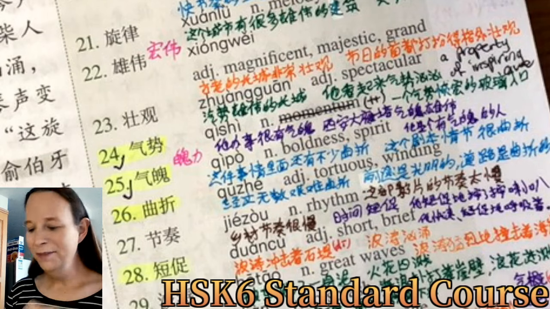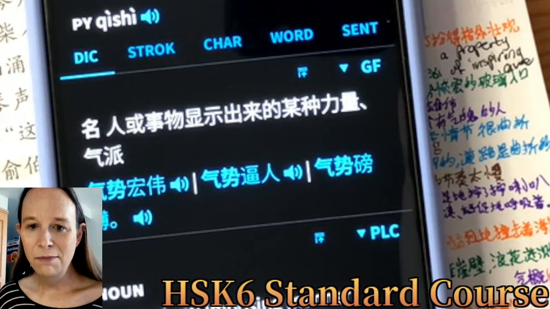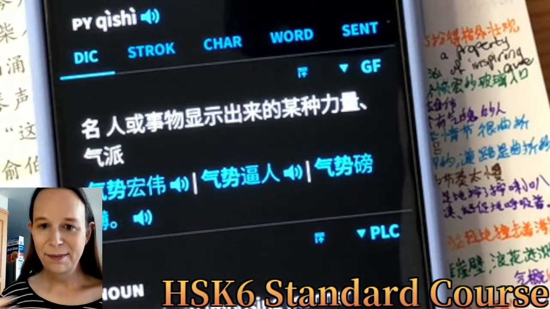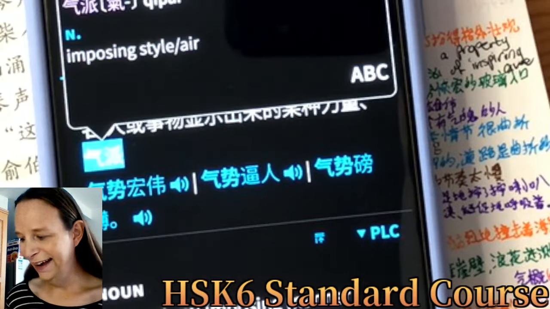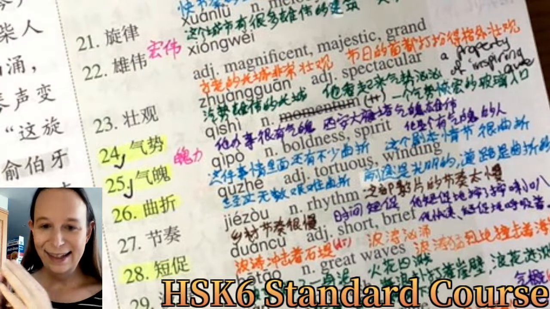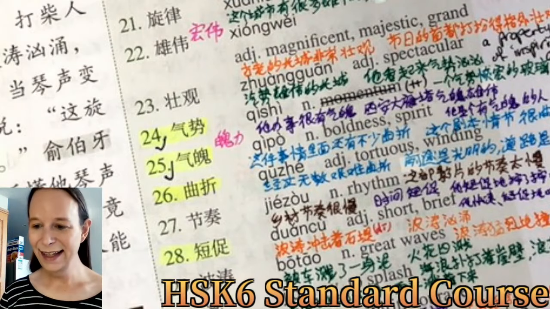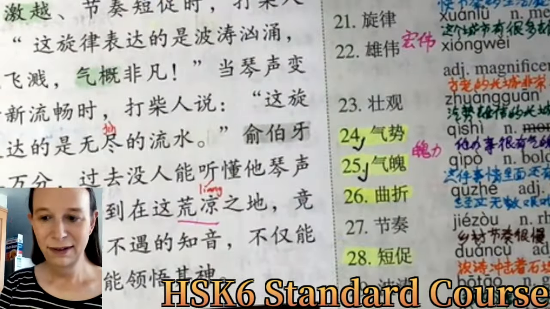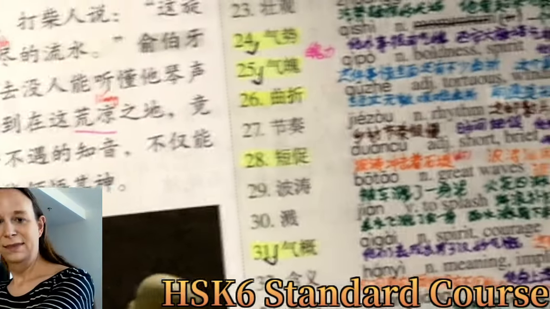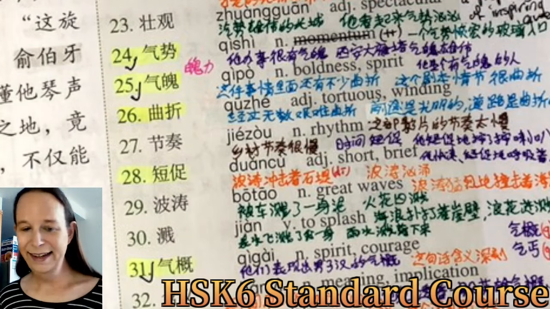If you really want to learn what that word means, you need to look it up in the dictionary. 人和事物显示出来的某种力量气派. So it is a person or an object. They exhibit some kind of power or 气派. And it's a noun, so it's that property. I feel like momentum is a really bad choice for translation, because the normal meaning of momentum is the one in physics, like something continues moving unless you apply a force.